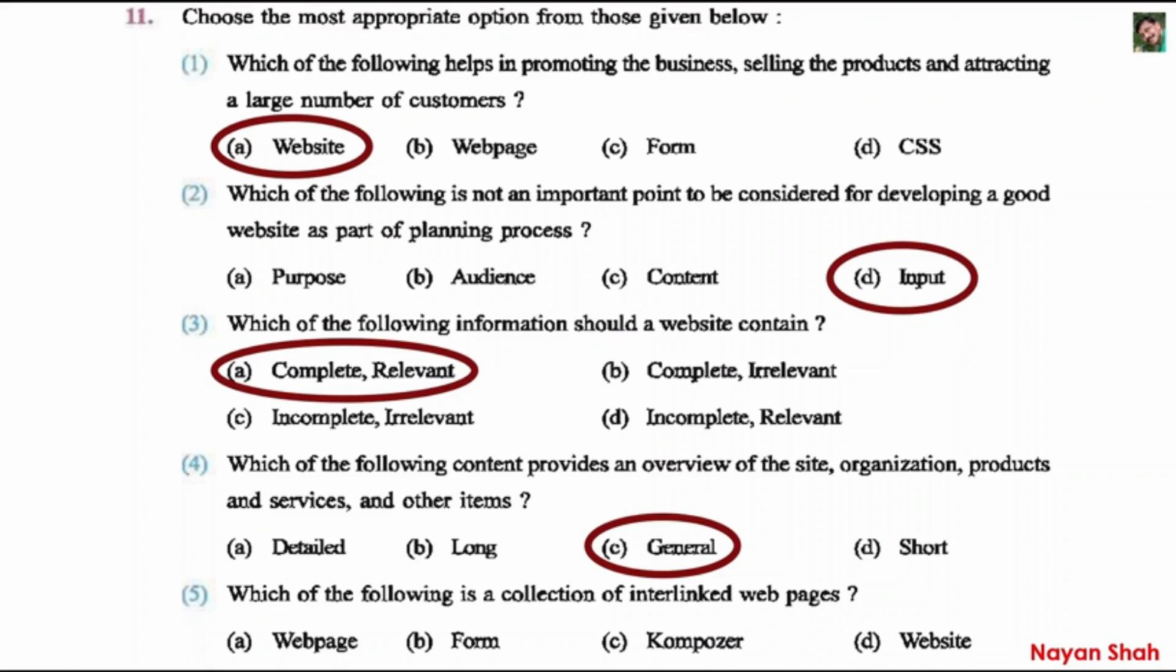Fifth question, which of the following is a collection of interlinked web pages? Very simple question. All of you can answer it easily, and that is website. A website is a collection of interlinked web pages. All the web pages of a website are interlinked. So that is a collection of interlinked web pages.